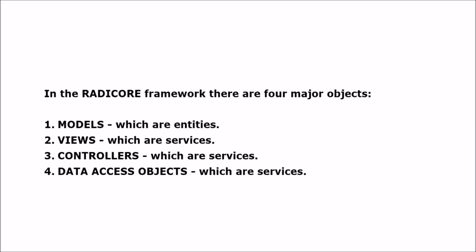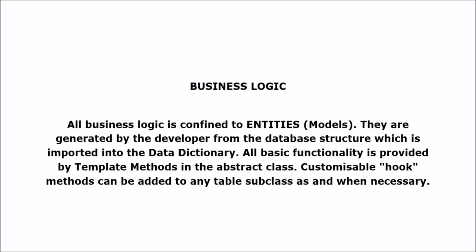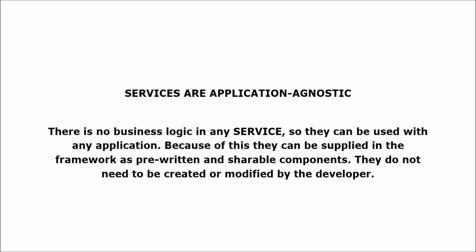In the Radicore framework, there are four major objects: models, which are entities, views, which are services, controllers, which are services, and data access objects, which are services. All business logic is confined to entities or models. They are generated by the developer from the database structure which is imported into the data dictionary. All basic functionality is provided by template methods in the abstract class. Customizable hook methods can be added to any table subclass as and when necessary.